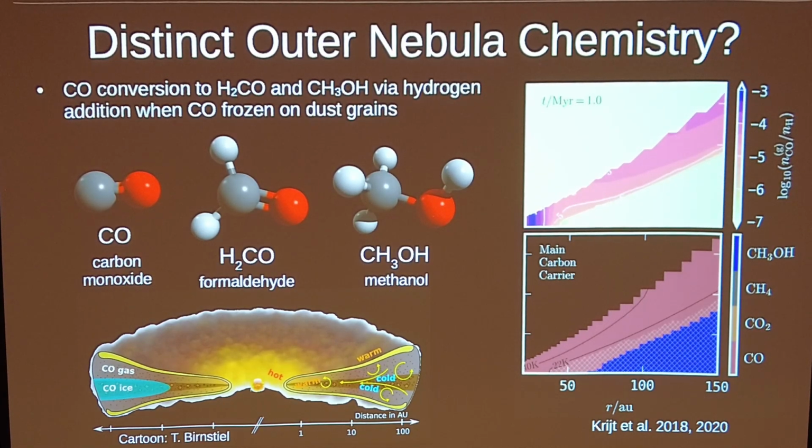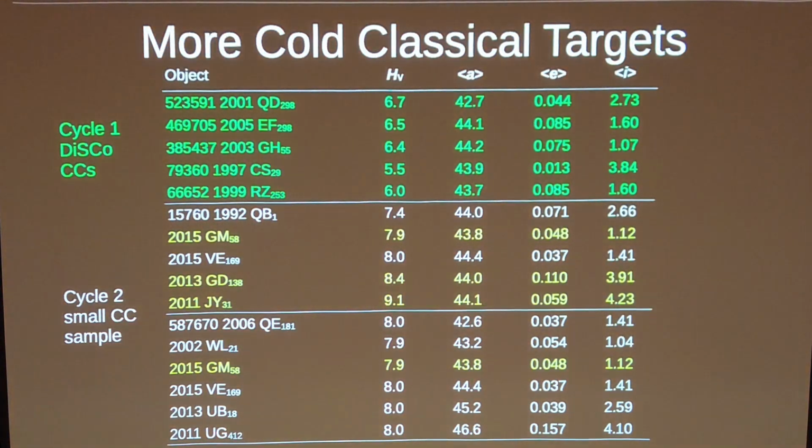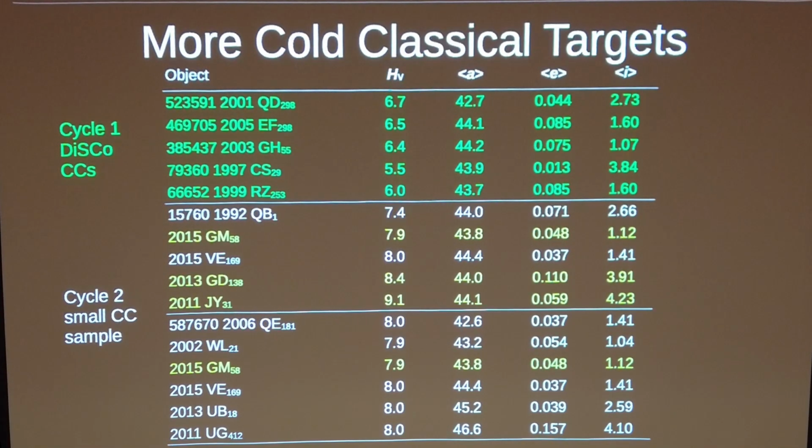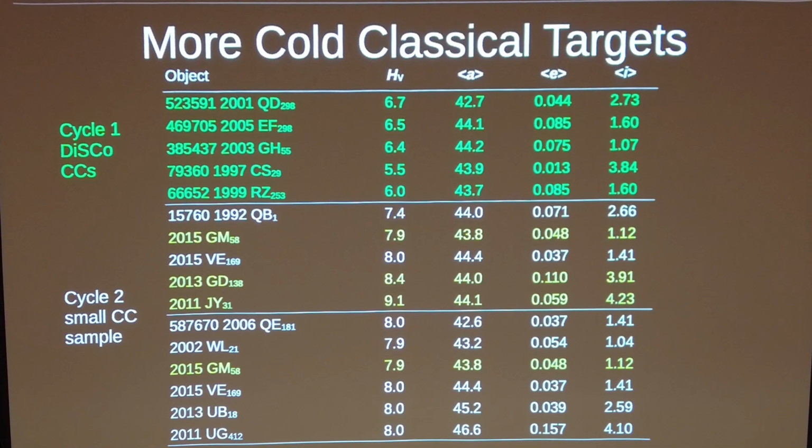So what we wanted to do was collect a bunch of cold classical targets and see if they look like ASIAA, or see if they show any trends. And of course, the DISCO survey that you've already heard a fair bit about got 5 cold classicals, but you notice that the H magnitudes are fairly small, corresponding to very large objects in the 100-kilometer range or larger.